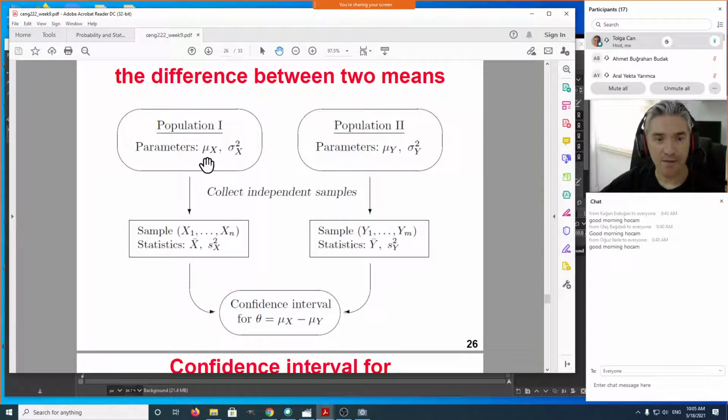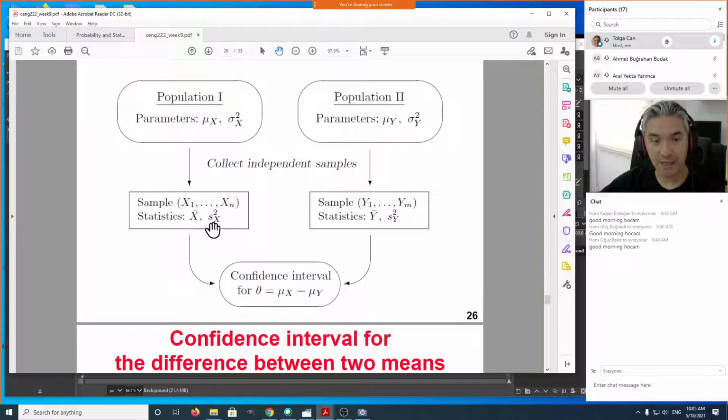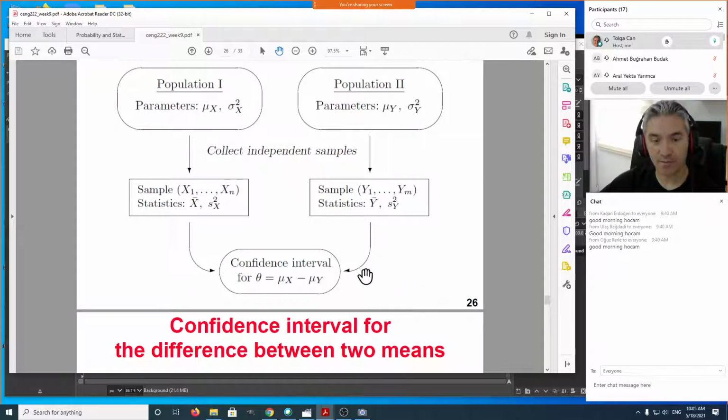We collect samples from these populations. If the population standard deviations sigma x and sigma y are given to us, we collect X bar and Y bar. We are not going to need the sample variances if the population variances are known. But if the population variance is not known, when we collect large samples, we may use the sample variance as our estimation for the population variance.